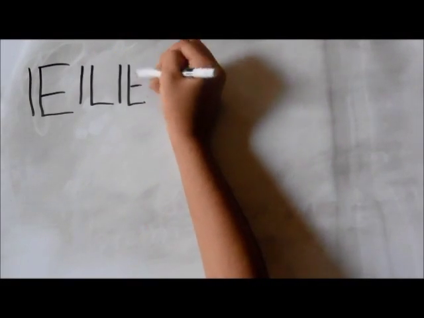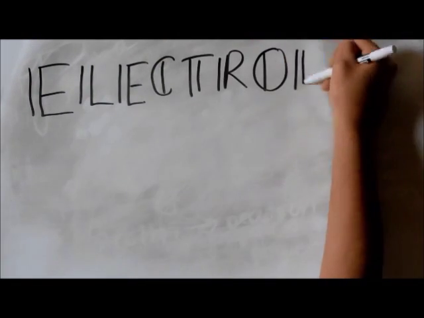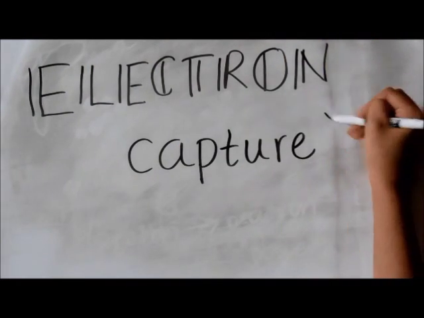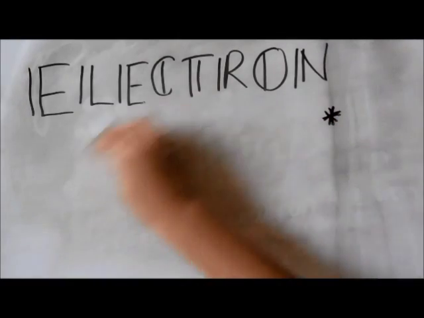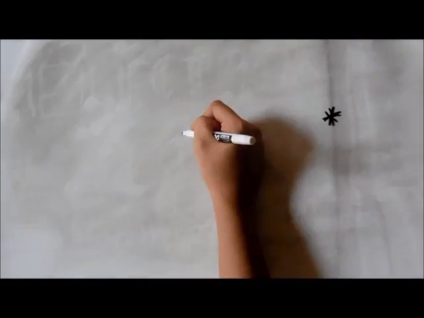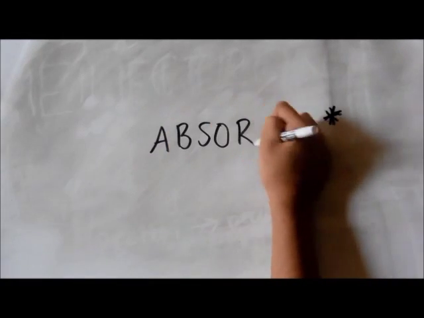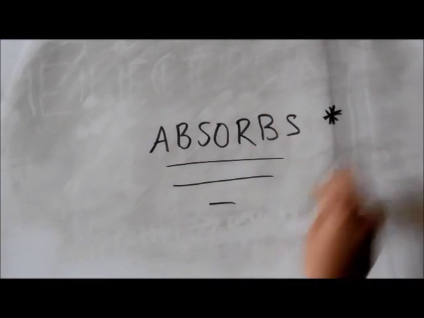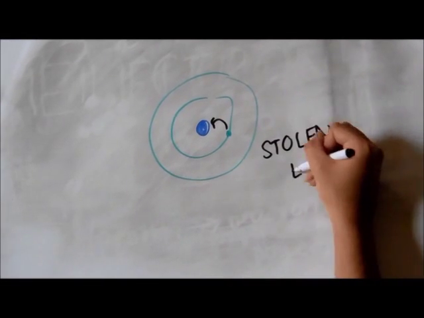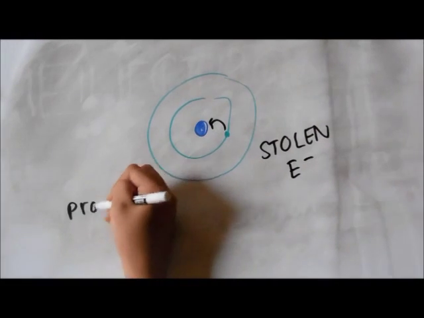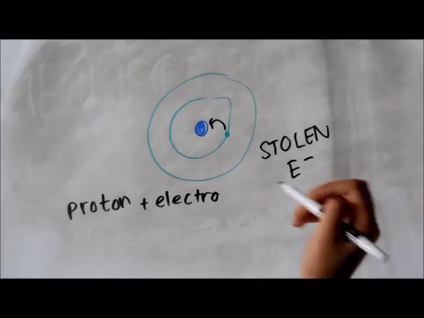Electron capture. Electron capture is a little different because instead of emitting particles, it absorbs particles. It occurs when the nucleus steals an electron from the inner orbital of its electron cloud. The net effect of this electron capture is a proton converting into a neutron.